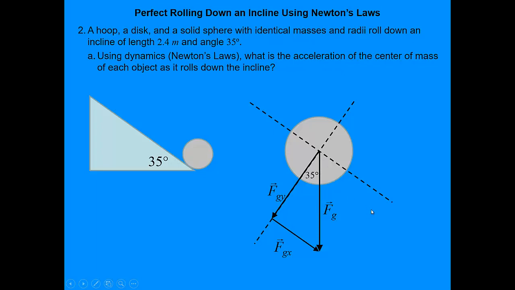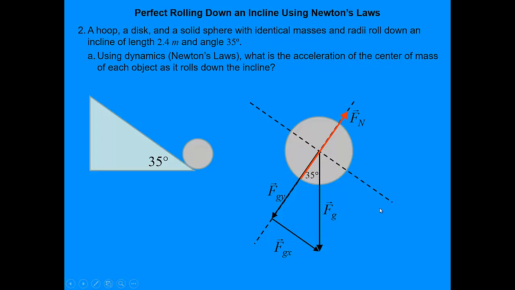Some physics teachers will draw this up here so that it's a little clearer to see that F of gy and F of gx are acting from the axis of rotation and therefore apply no torque. I like to draw it this way so that we can do the trig. But don't think that F of gx applies a torque here. It doesn't. It's part of F of g. We get the normal force acting from the surface perpendicular.